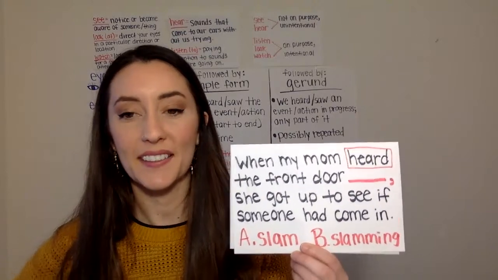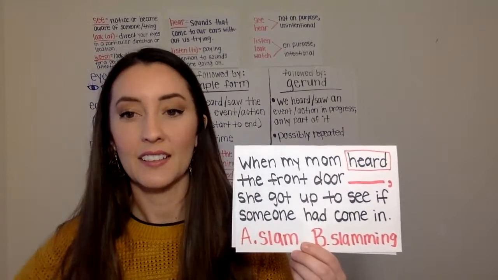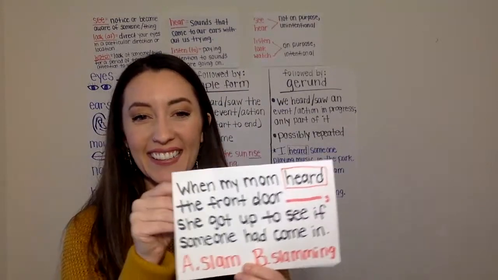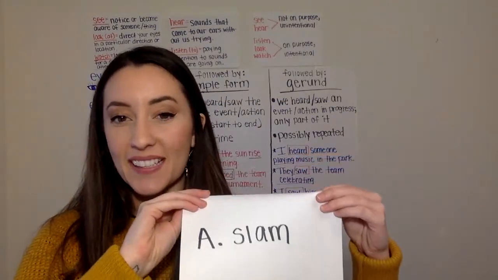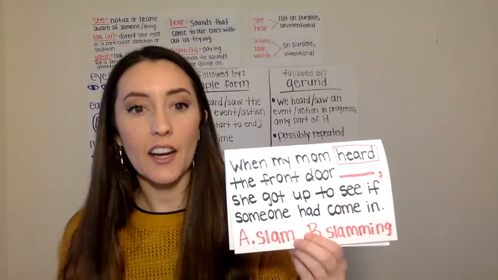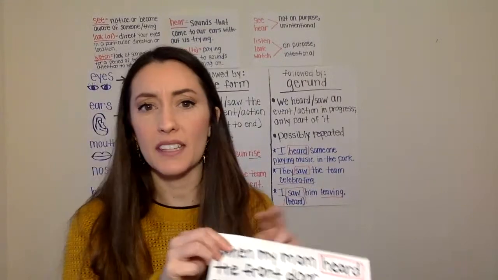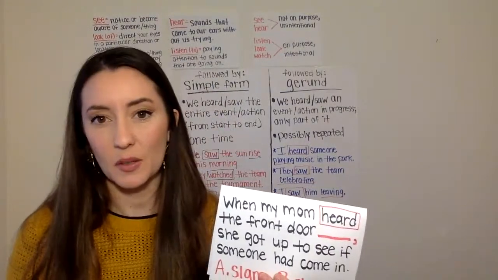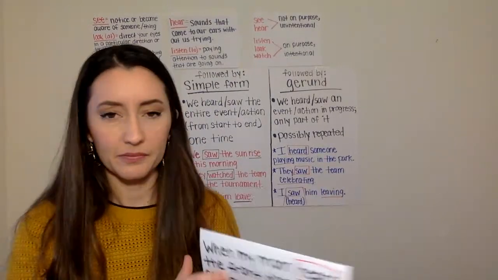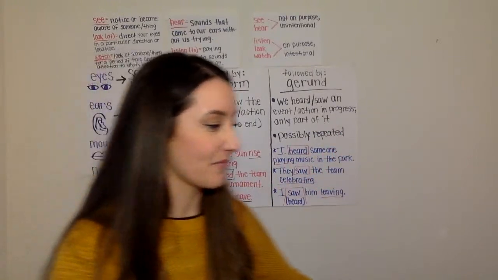I'll give you just a moment to answer this one. This one's a little trickier. Okay, very good. Lots of correct answers. It should be slam, okay? When my mom heard the front door slam, she got up to see if someone had come in. And this is also something that was unexpected, so it was a surprise. It only happened one time, and she heard the whole slam. She heard one noise, the whole thing. So it should be slam. Very good.